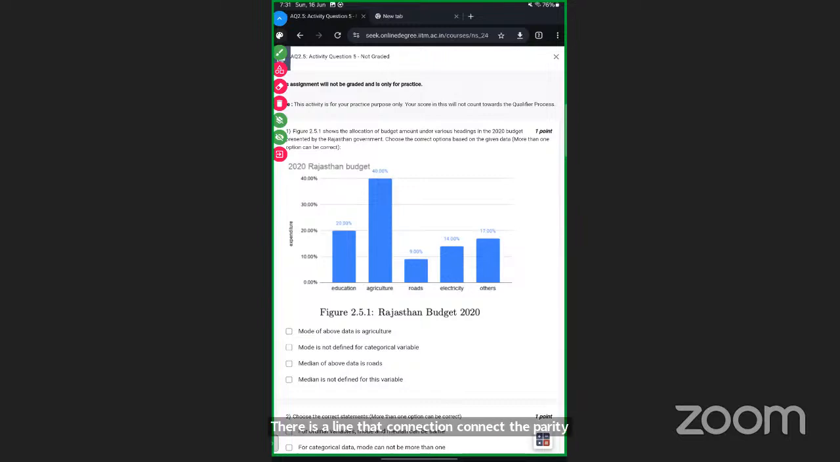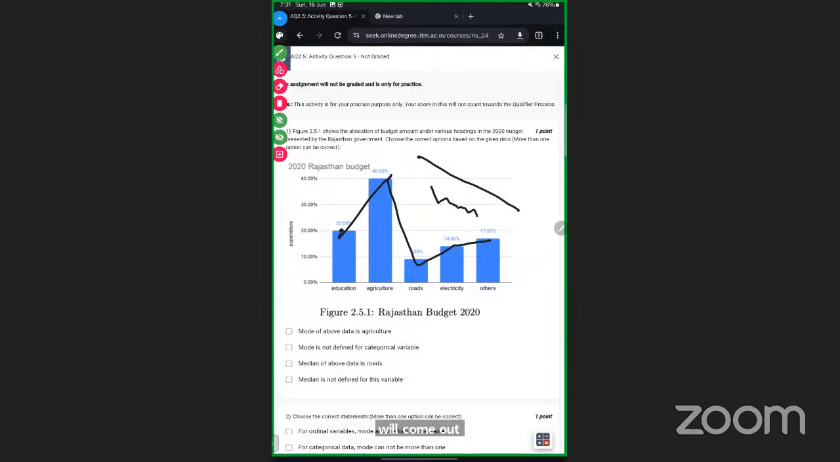In some Pareto charts there is a line which actually runs over the bars, like this. That is just a representation, it doesn't matter much. The highest points of the bars are connected with lines only. In a Pareto chart it will come out like this, a reducing slope kind of a thing.